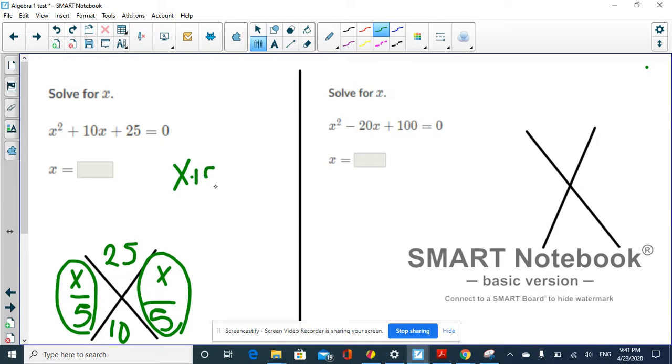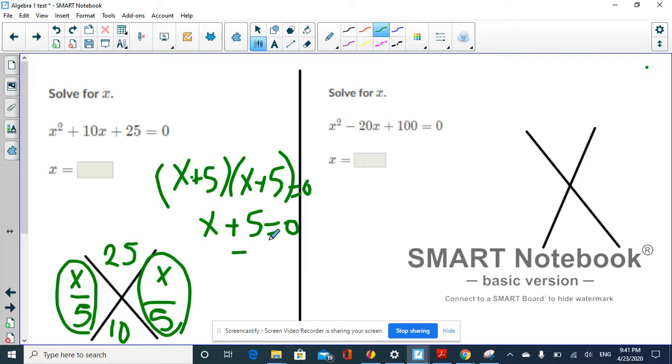x plus 5 times x plus 5 equals 0. So x plus 5 equals 0. Subtract 5, x equals negative 5. There's only one solution because the two factors are the same. So the value of x is negative 5. The same in the other example.